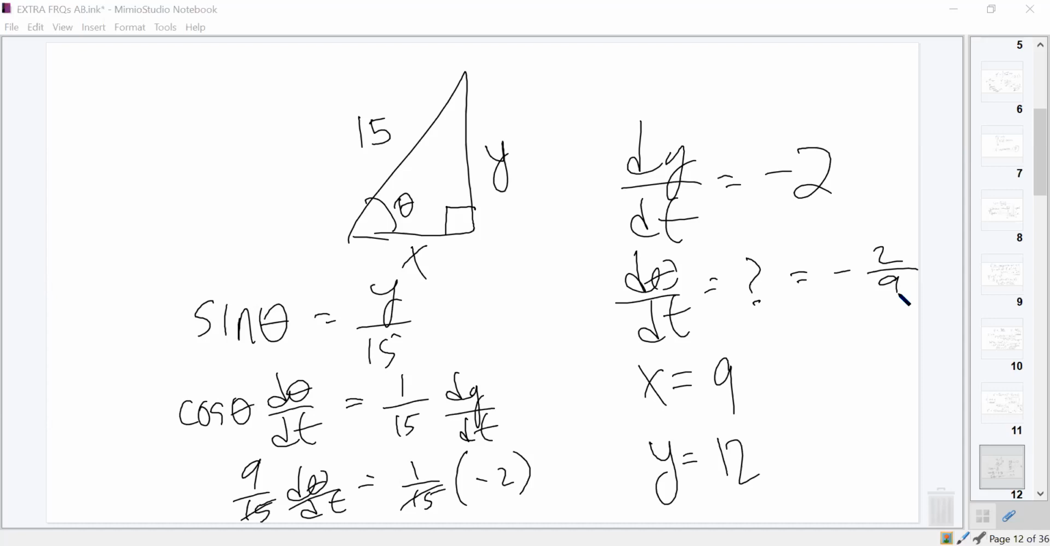So don't let parts that are earlier in the problem stop you from getting points later in the problem. Okay. So that makes sense, everyone? Yeah. Okay.